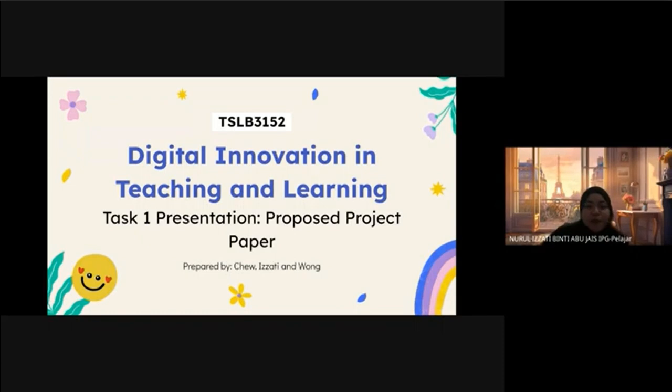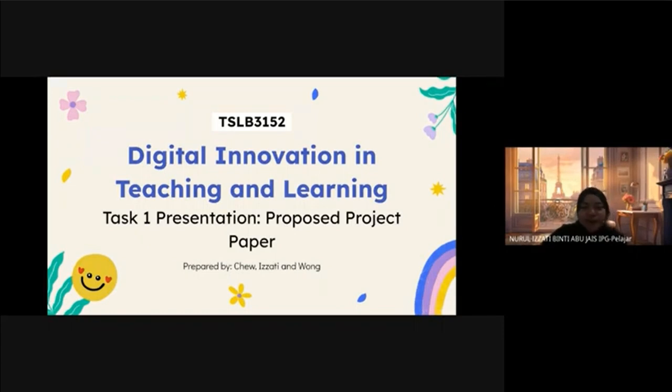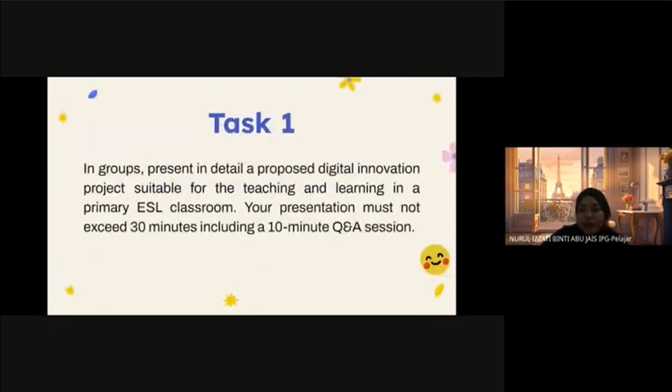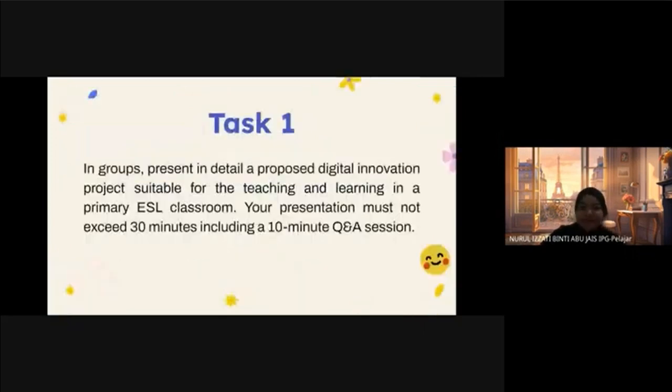So today my group will be presenting the task 1 for TSLB 3152, Digital Innovation in Teaching and Learning. The task 1 is a presentation about the proposed project paper. And my group members are Nurul Izzati binti Abu Jais, Chu Kiat Hui, and Wang Yichin.